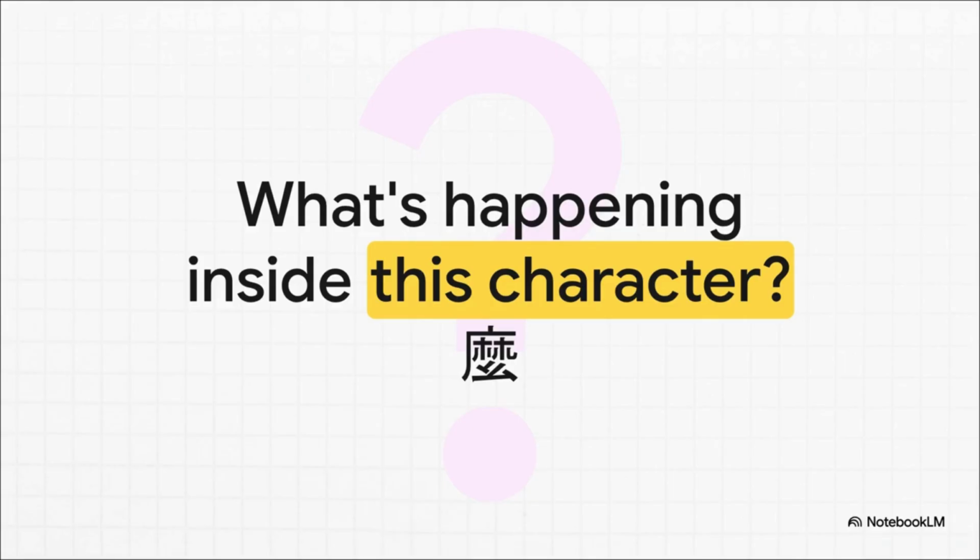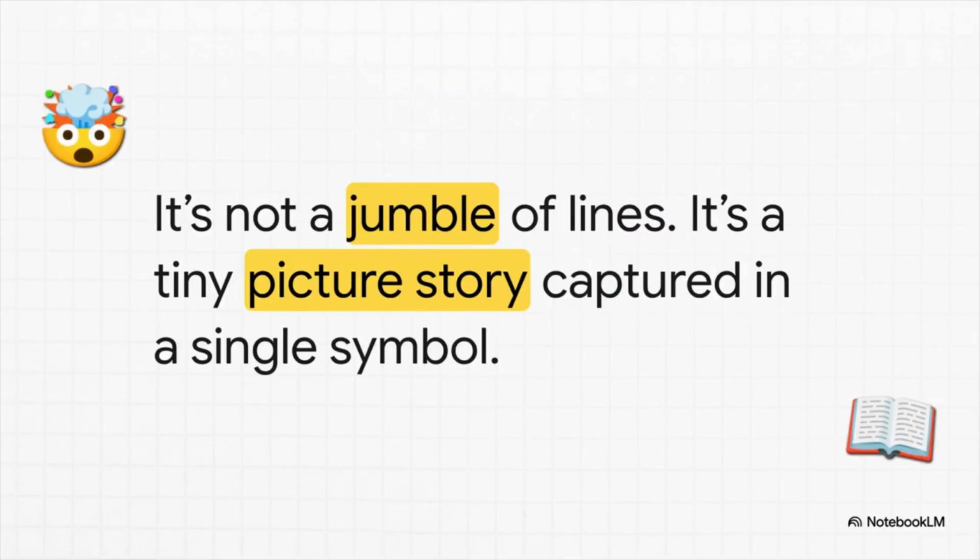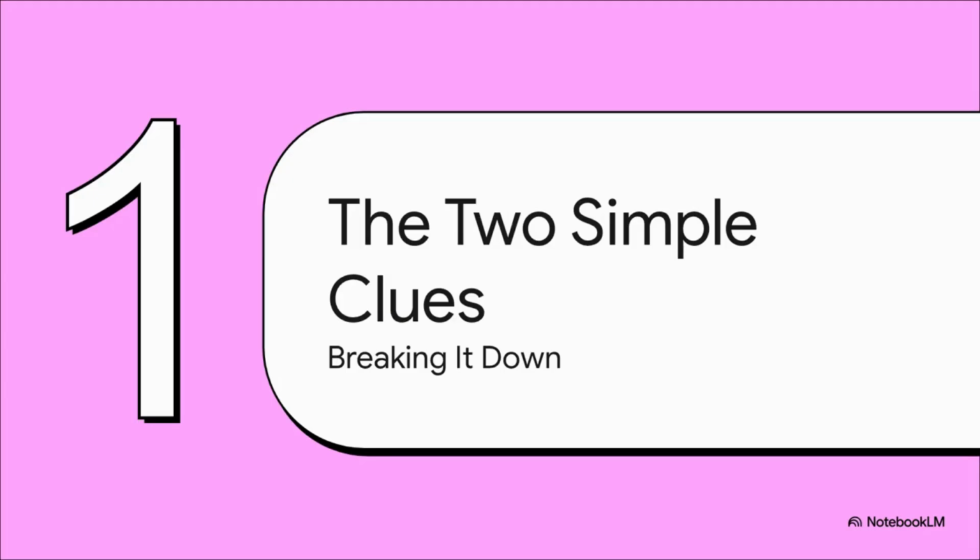It's in the word for what? Shénme. And let's be honest, at first glance, it just looks like a crazy jumble of strokes. But I promise you, it's not random at all. In fact, it's a whole scene, a complete picture story, all packed into one single symbol. Okay, so here's the secret.